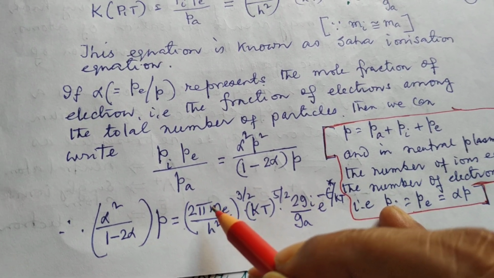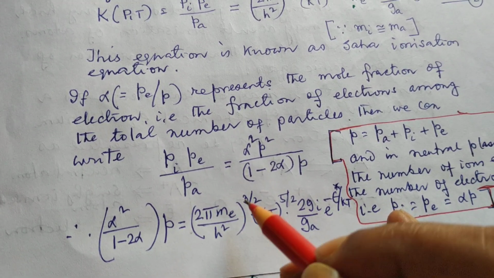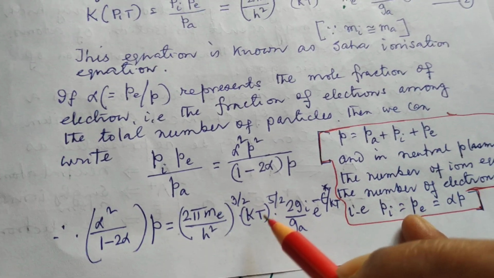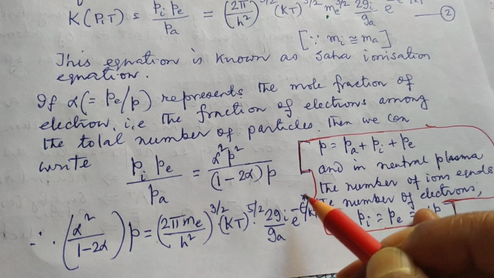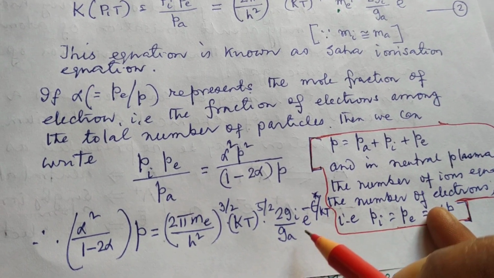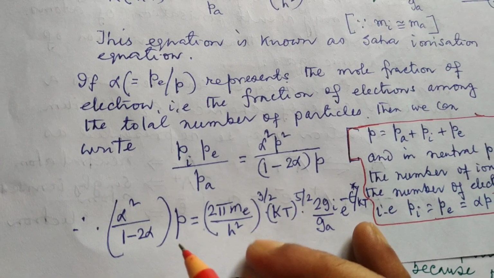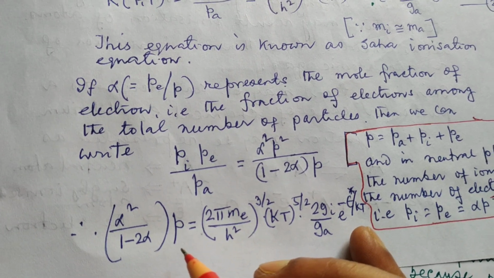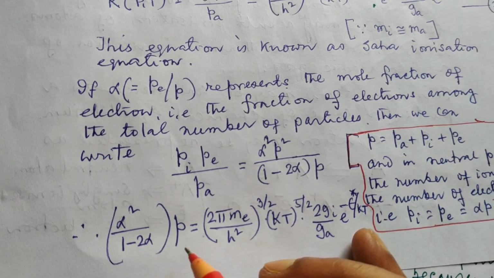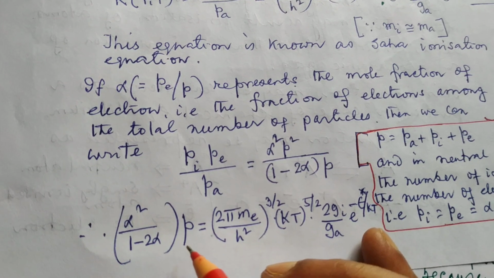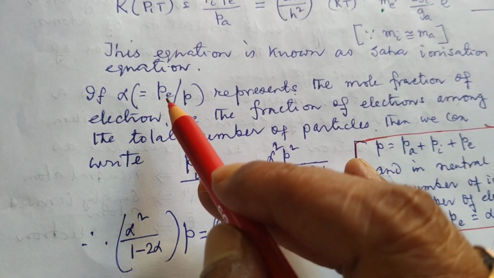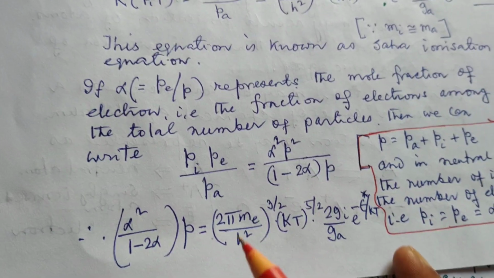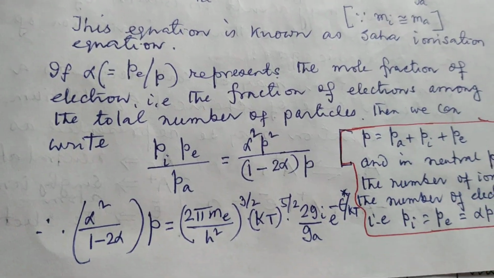This is equal to (2 pi me by h square) whole to the power 3 by 2, (kT) to the power 5 by 2, 2 Gi by Ga into e to the power minus epsilon star by kT. So this is the expression for the Saha ionization formula if alpha is represented as Pe by P. Okay? Thank you.